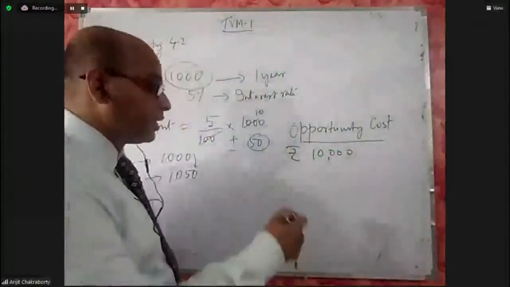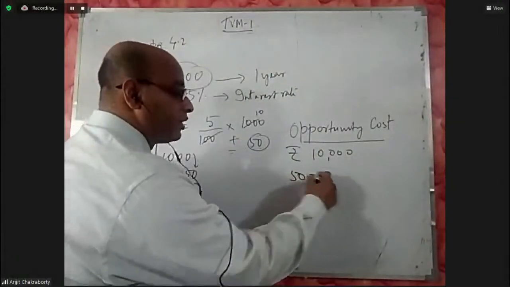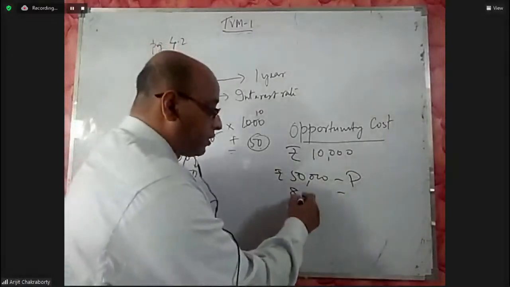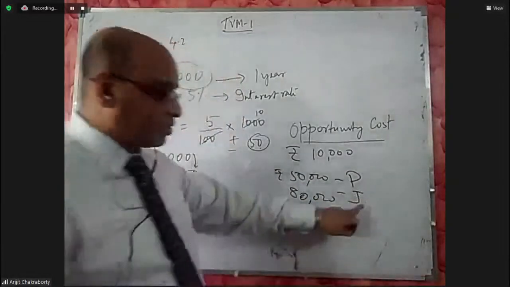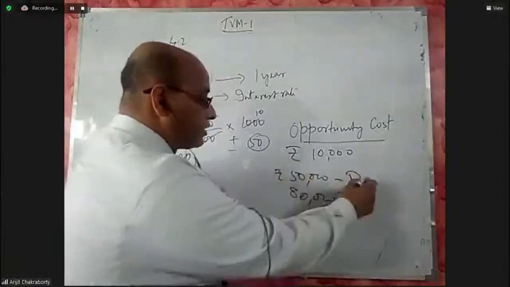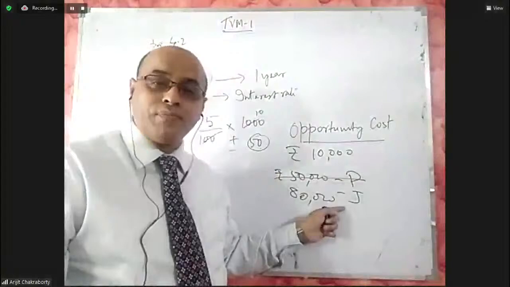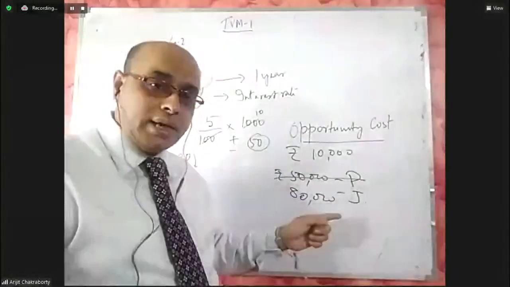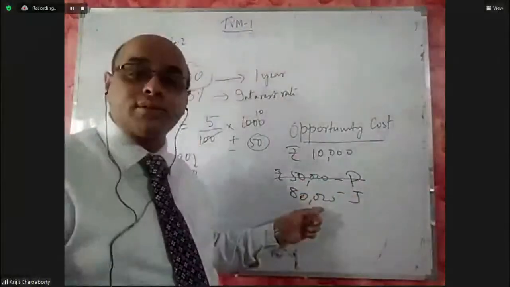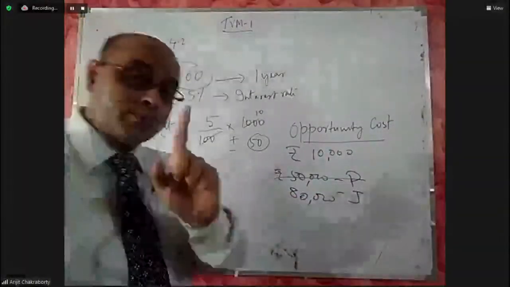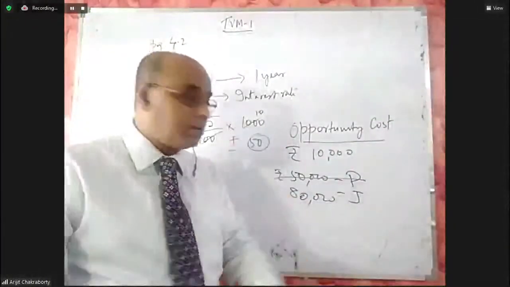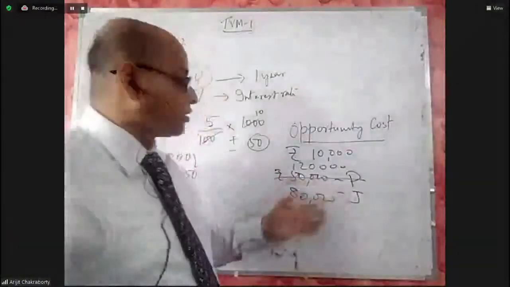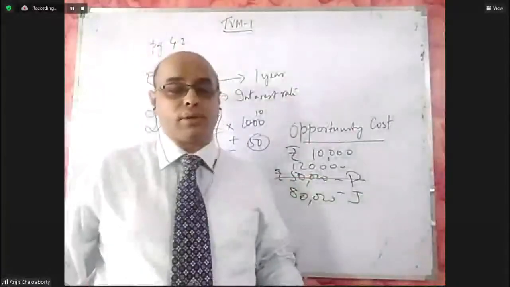So if somebody is earning, say, 50,000 rupees per month in practice, and he could have earned 80,000 per month in a job, J for job, then you can see there's no point being in practice, because your opportunity cost is more. You could have earned 80,000 rupees in a job. But if you could have earned 80,000 rupees per month in a job, and in practice, when you have started your own firm, you are earning 1,20,000 per month, then definitely it is a better option. You are earning more than the opportunity cost.